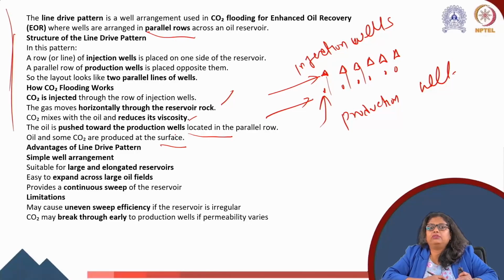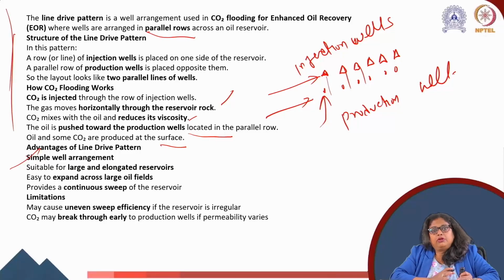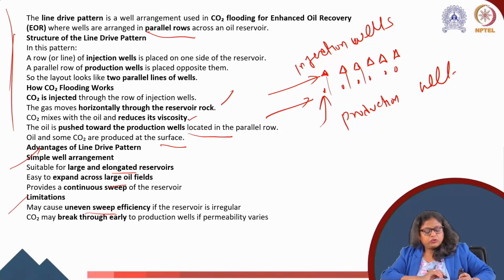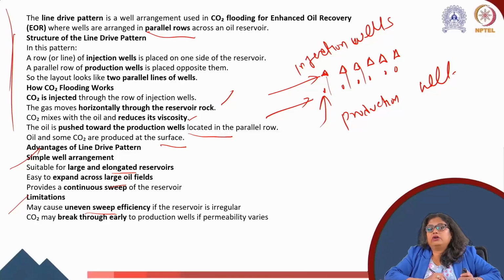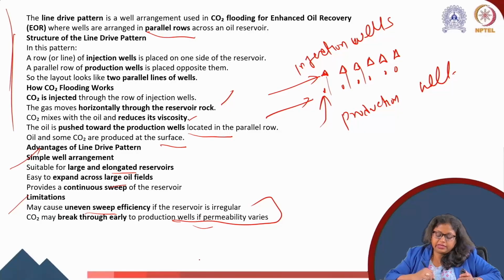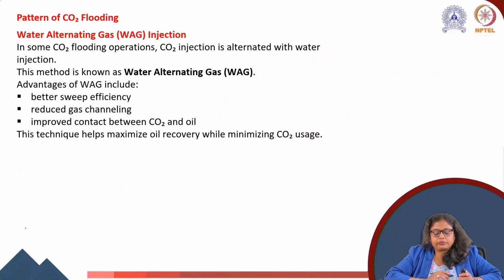And what is the advantage of using this line drive pattern? Simple well arrangement, suitable for large and elongated reservoirs. Easy to expand across a large oil field, and it provides a continuous sweep of the reservoir. But there is some limitation: it may cause uneven sweep efficiency if the reservoir is irregular, and CO2 may break through early to the production well if permeability varies. So that is the limitation here.